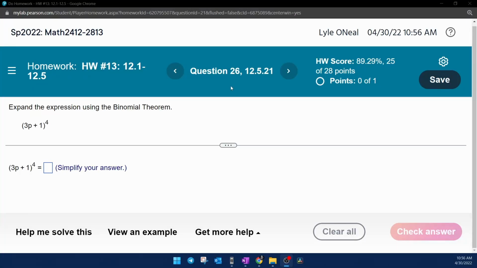Question 26 from our Precalculus homework number 13 in MyLab Math. Expand the expression using the Binomial Theorem. So let's copy and paste this into our scratch work and look at what the Binomial Theorem says.